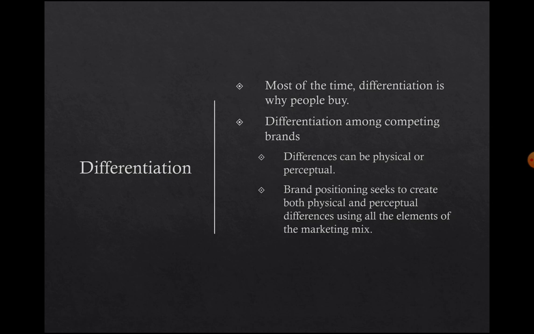Among the competing brands, the differences can be physical or perceptual, right? We'll see the physical positioning and the perceptual positioning in the coming slides, where people perceive things to be different when it comes to the physical entity and when it comes to the perceptual entity, right? So the brand's positioning seeks to create both physical and perceptual differences using all the elements of the marketing mix. Let's leave the marketing mix for the time being. We'll be discussing the marketing mix in the coming lectures.